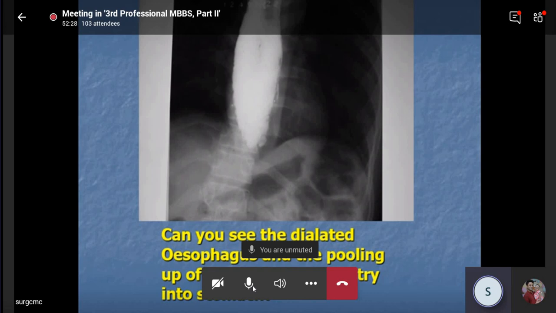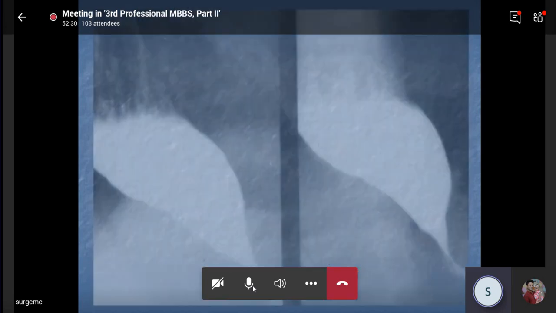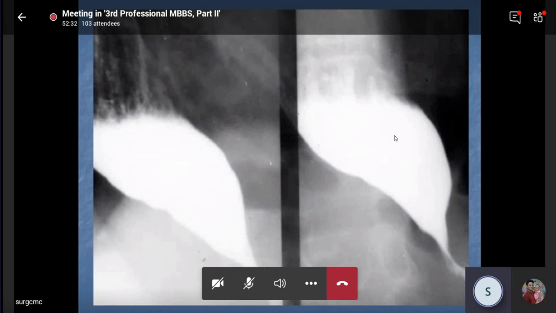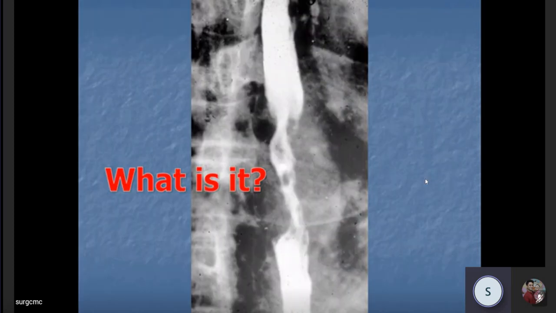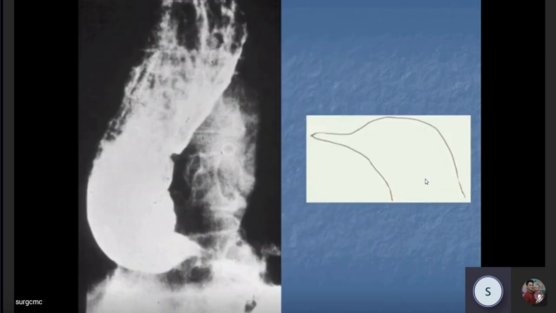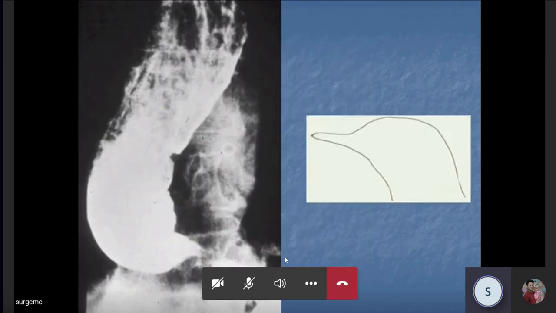Achalasia cardia. This is the bird's beak deformity, typical. In the esophagus, the dye cannot get into the stomach. The bird's beak deformity, that is achalasia cardia.